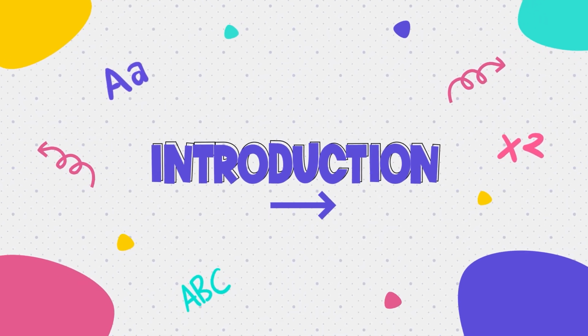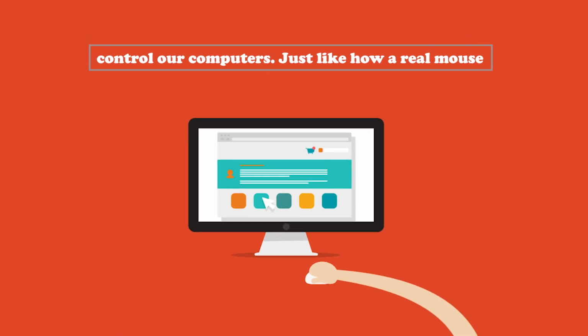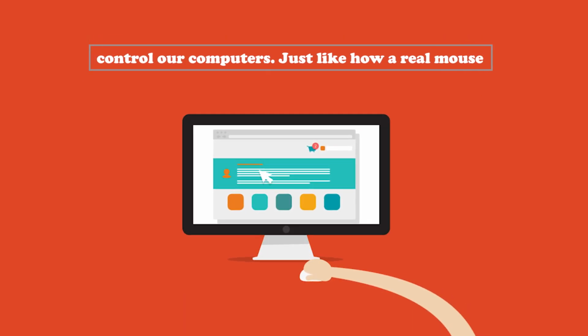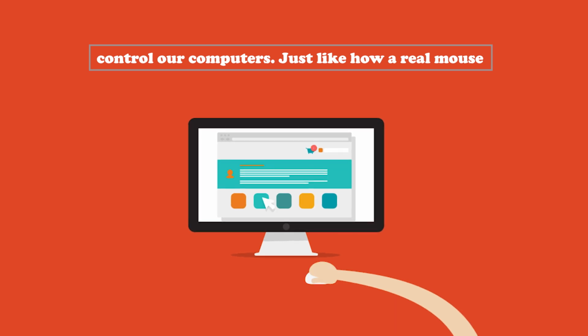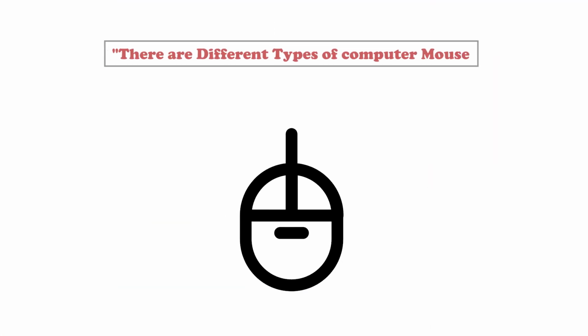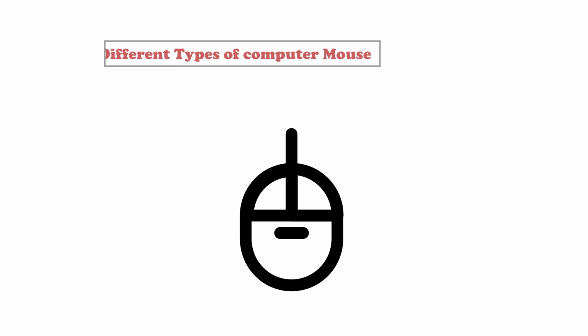Introduction. Hello kids, welcome to our class on computer mouse. Introduction to computer mouse. A computer mouse is a device that helps us control our computer. Just like how a real mouse can move around, a computer mouse lets us move a pointer or a cursor on a screen. There are different types of computer mouse, each with its own unique features and design. Let's explore some of them.